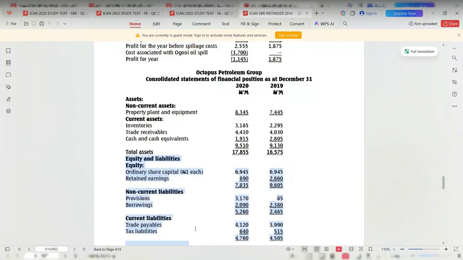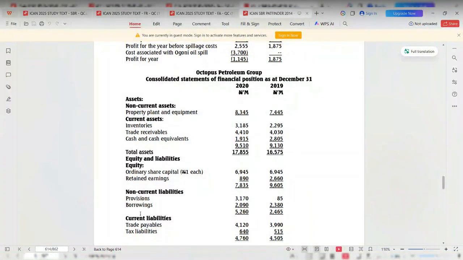Let us say they separated it here. We have a row for equity, then they put ordinary share, they put retained earning, and then they move to non-current liability. They move to current liability. Let's say the examiner actually put everything together. They just say equity and liability, and they did not separate it. You should be able to factorize the element of capital employed from that equity and liability.